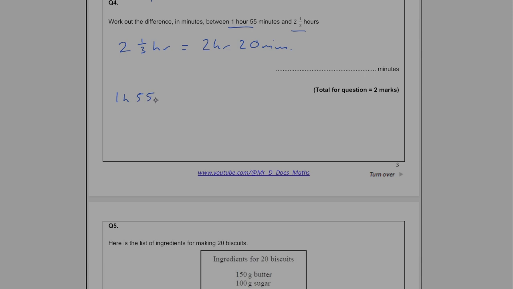So I'm going to start with 1 hour and 55 minutes. What do I need to add on to get up to 2 hours and 20 minutes? Well, if I jump from 1 hour 55 to 2 hours, that's a jump of 5 minutes. Then if I go from 2 hours to 2 hours and 20 minutes, that's a jump of 20 minutes. So in total, I've jumped 5 plus 20, 25 minutes.